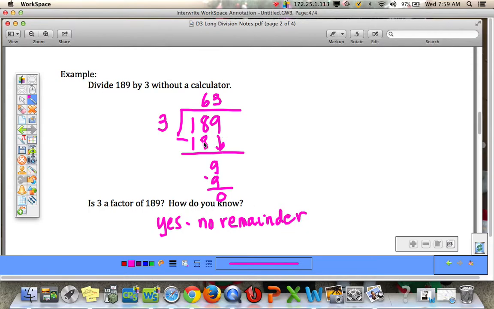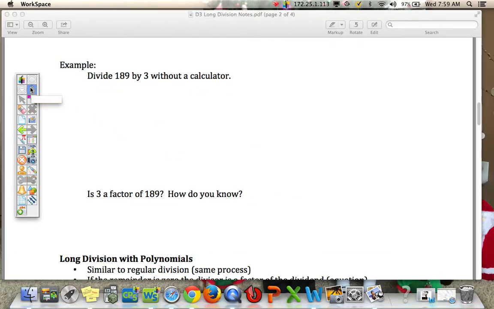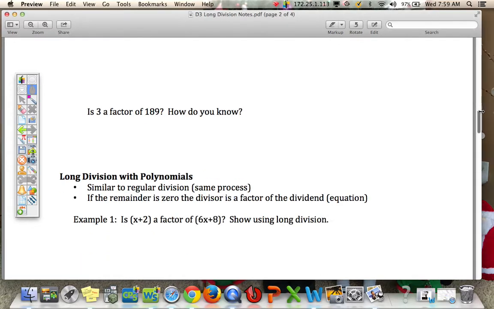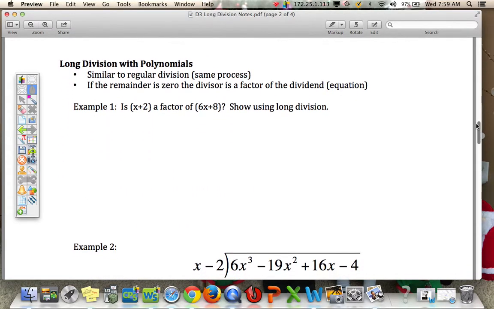So we're going to apply that same idea of long division to polynomials today. And so we'll go through several examples. Long division of polynomials is similar to regular division. If the remainder is 0, the divisor is a factor of the dividend, which is the equation.